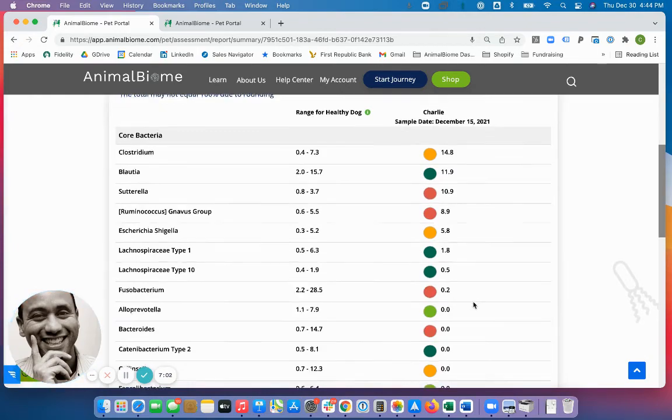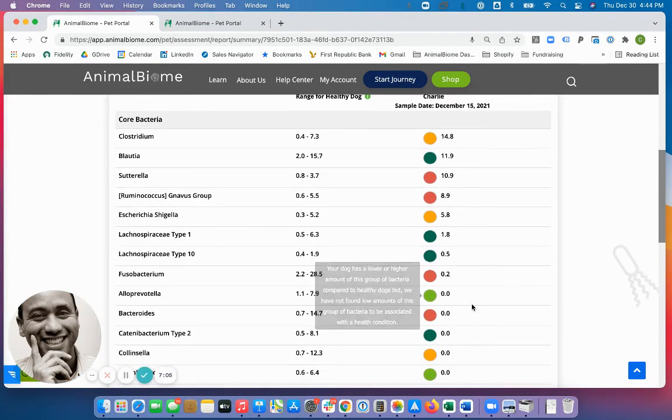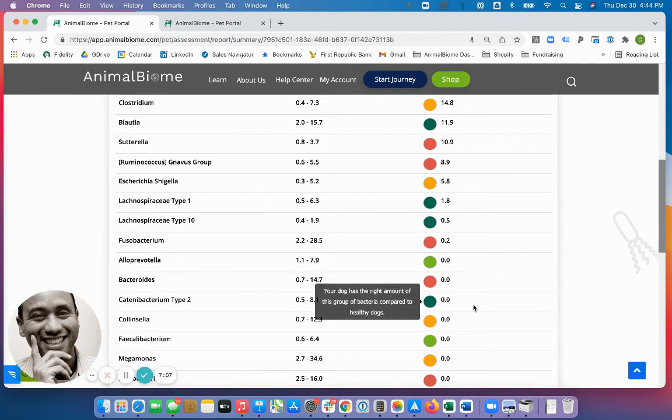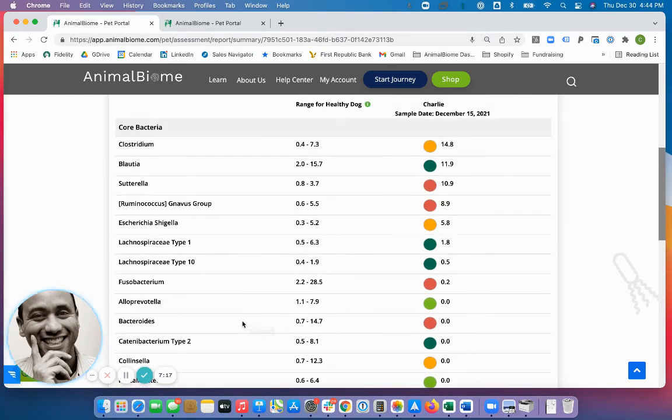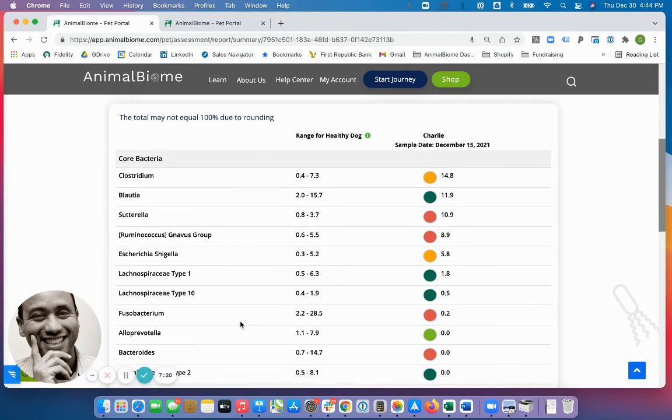Here you can see that Charlie has some green flags, some yellow flags, and some red flags. A healthy dog should have almost all green flags. Okay, that's a quick overview of the AnimalBiome Gut Health Report. And as you can see, Charlie's microbiome is very much out of balance. We're going to give Charlie the AnimalBiome Gut Restore Supplement, 60 capsules, two a day for 30 days, and then test again 2 weeks after completing the bottle of 60 capsules.